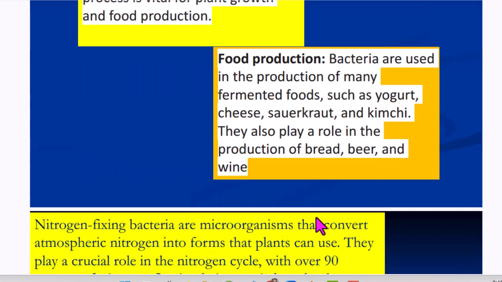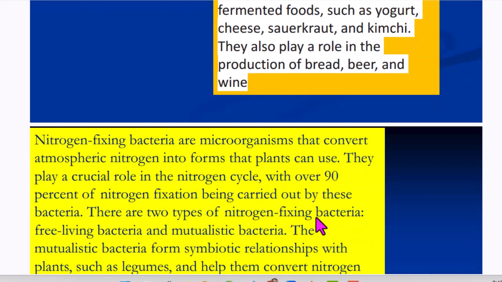Bacteria are used in the production of many fermented foods such as yogurt, cheese, and kimchi. They also play a role in the production of bread, beer, and wine.